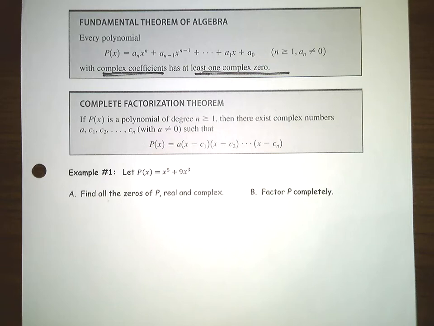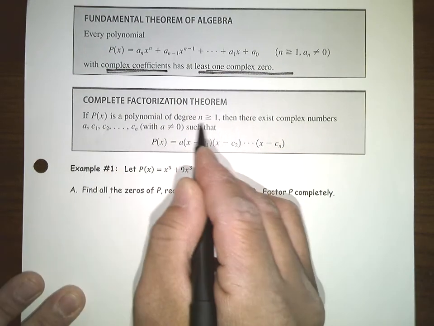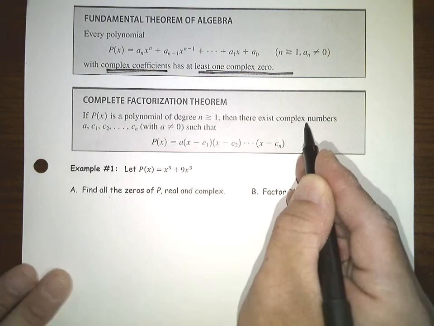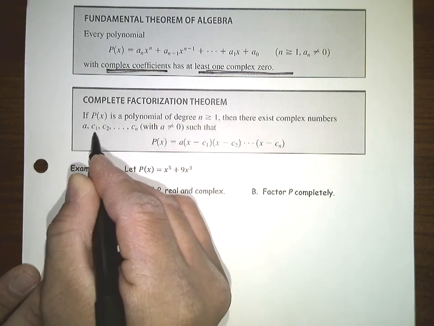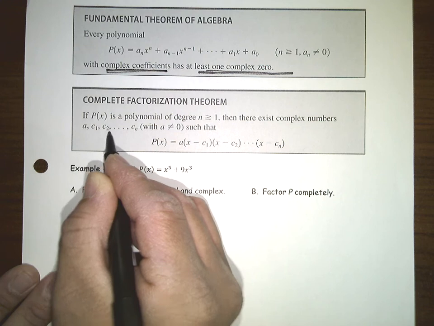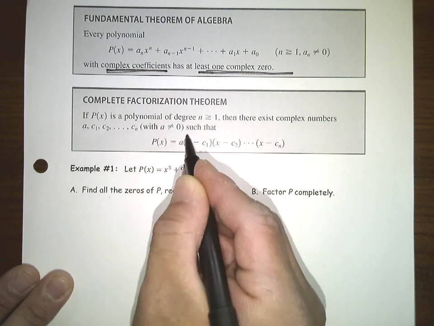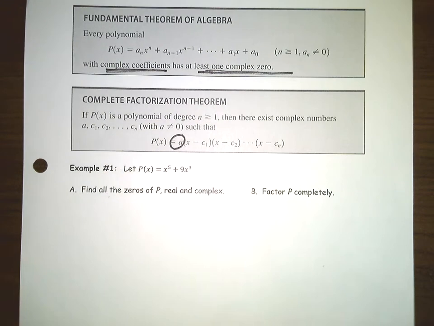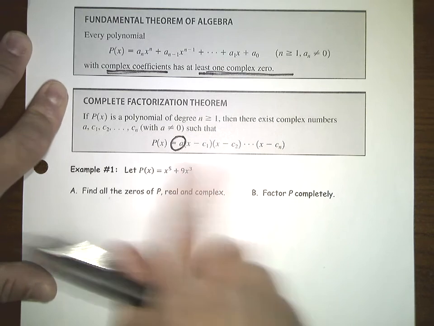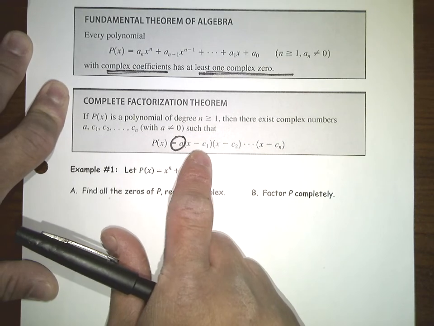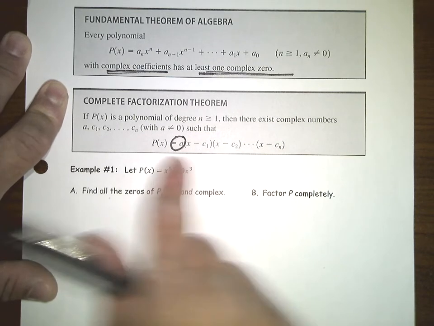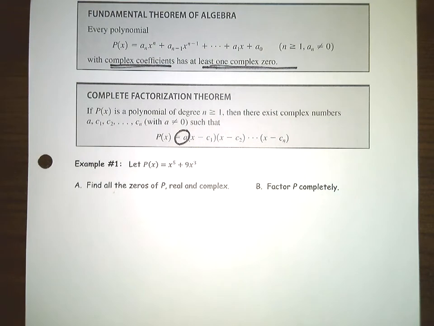The complete factorization theorem says that if P of X is a polynomial of degree greater than or equal to 1, then there exist complex numbers A, C1, C2, all the way to Cn with A not equal to 0, because if A was 0, then the whole thing would be 0, such that A times X minus C1, X minus C2, etc., all the way to X minus Cn is equal to P of X. We already sort of saw that this would be happening, but let me do an example here.